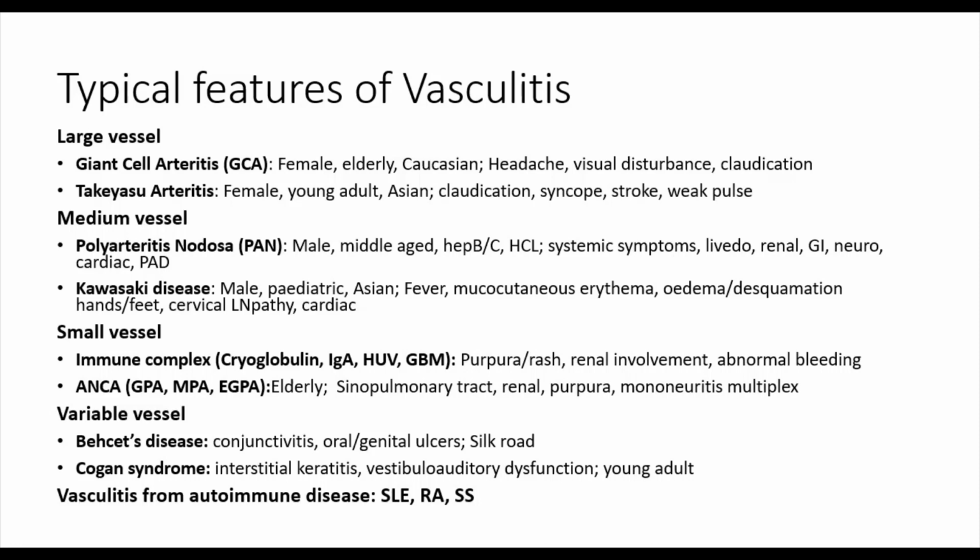Cogan syndrome is a rare variable vessel vasculitis with disease onset in young adulthood and the classic manifestations of interstitial keratitis or other ocular inflammation and vestibulo-auditory dysfunction. Like the large and medium vessel vasculitides, the variable vessel vasculitides do not have specific biomarkers and rely on a largely clinical diagnosis. And lastly, I'd like to mention that there can be vasculitis secondary to underlying autoimmune diseases, particularly lupus, rheumatoid arthritis, and Sjögren's syndrome, which I have discussed in the previous videos.